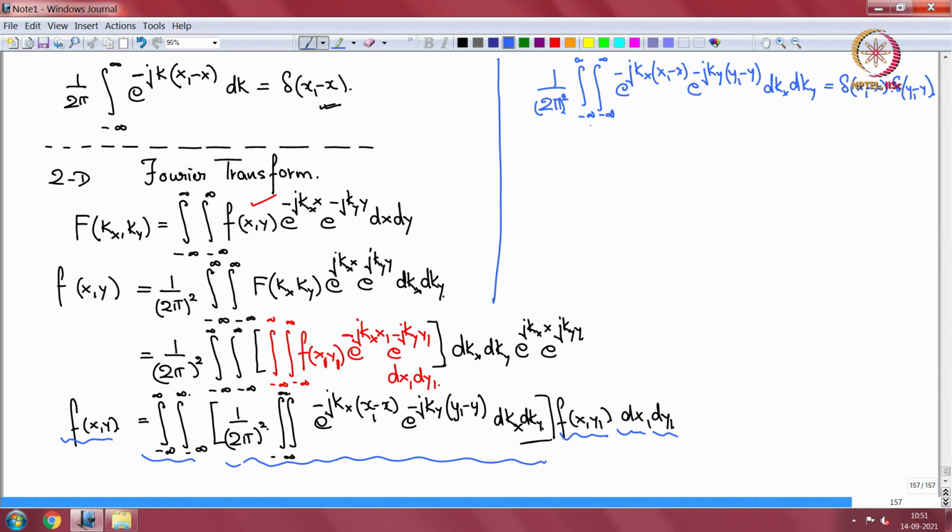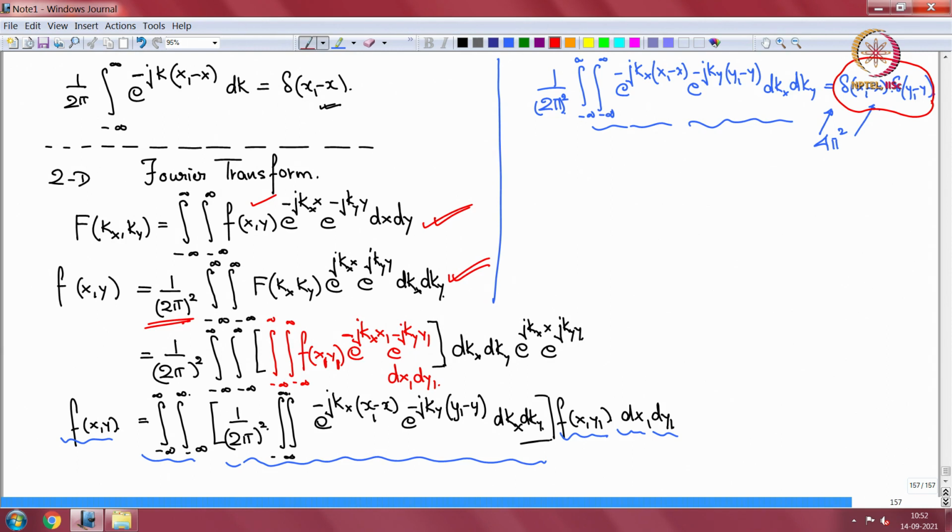Okay, so therefore this part, just this part here, is 4 pi square taken up into this delta function. Okay, so that part. The reason I am saying is that if this definition is used somewhere, then the corresponding forward and inverse Fourier transform pair must be this. Okay, that's why I am stressing this.